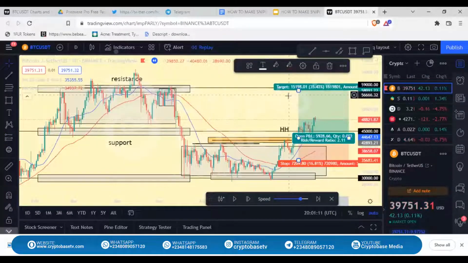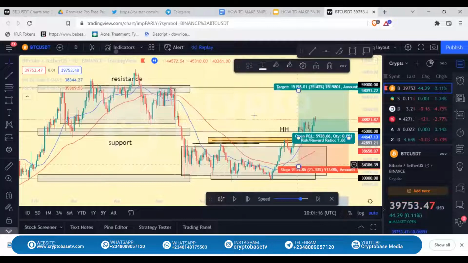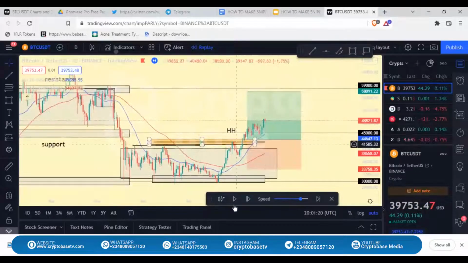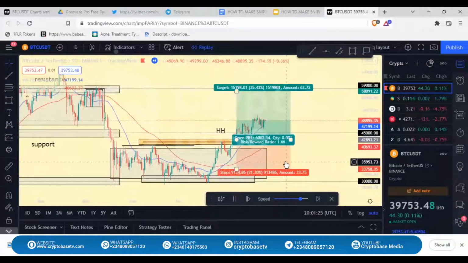Then I'll continue moving my trailing stop loss structure by structure. So let's see how the chart actually played out. Let's see if we were wrong or we were right.